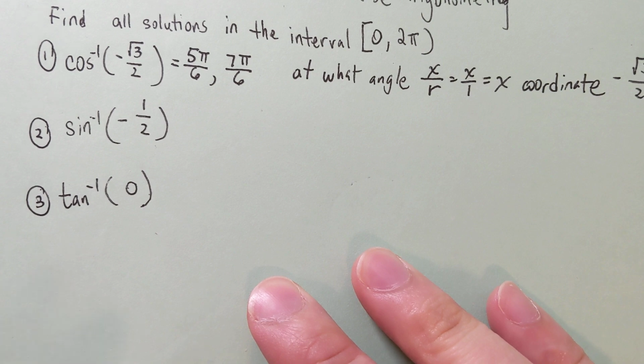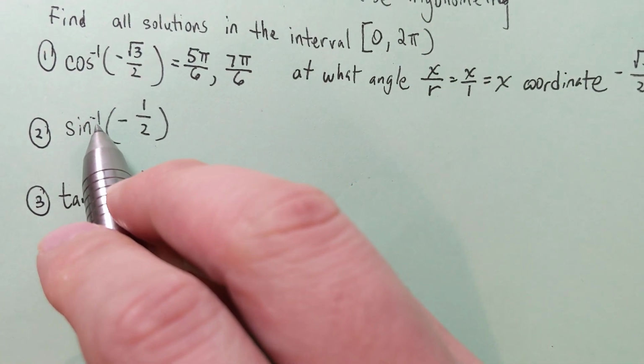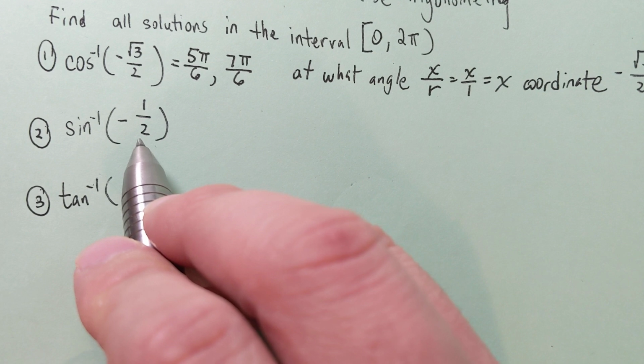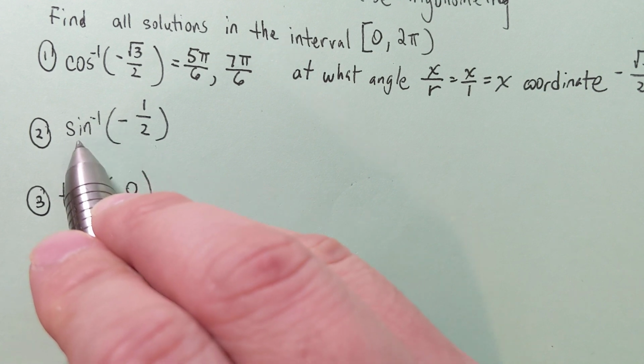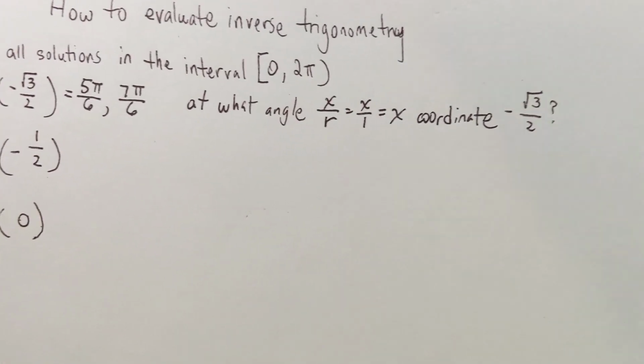On number 2, the concept is the same. When you see this, it means at what angle. Sine would be the y coordinate, negative 1 over 2. So at what angle is the y coordinate negative 1 over 2? So once again, we look at the circle.